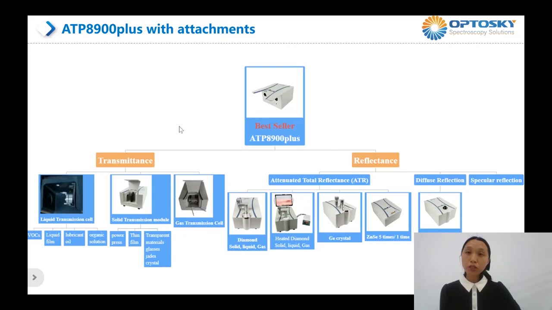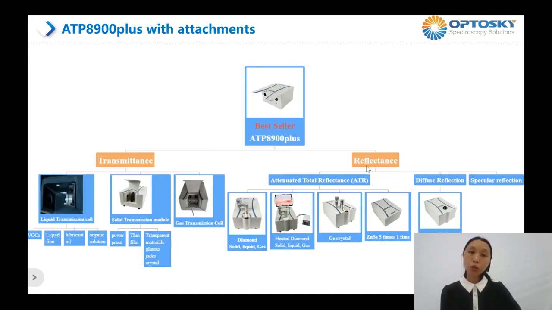On this page, we focus on our bestseller, the ATP A900 Plus, with attachments. This is the host, and as we mentioned about transmittance and reflectance, if you need to measure transmittance, you can attach the liquid transmission cell, solid transmission module, and gas transmission cells. Usually, we can measure VOCs, liquid film, lubricant oil, organic solutions, powder press, thin film, etc. And this is very compact and cost effective.